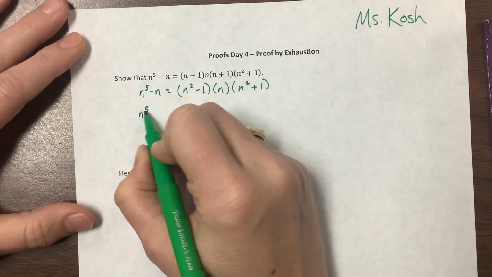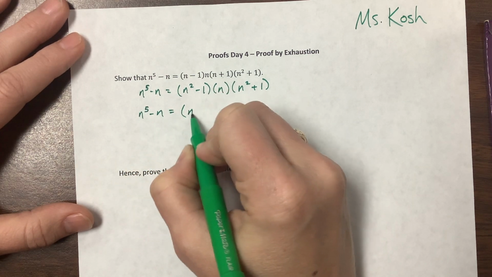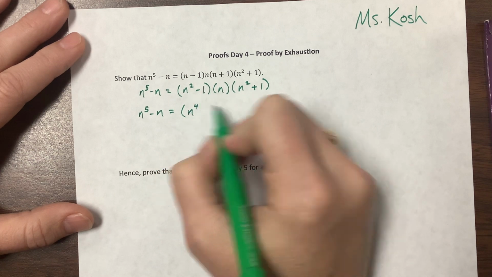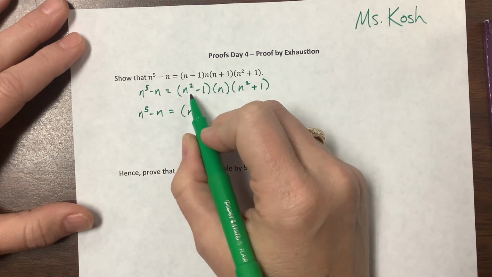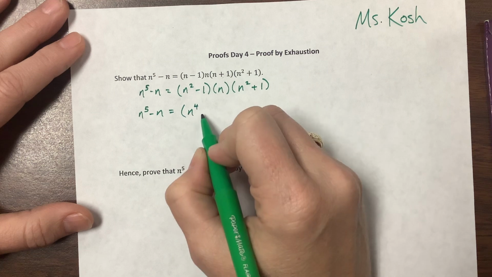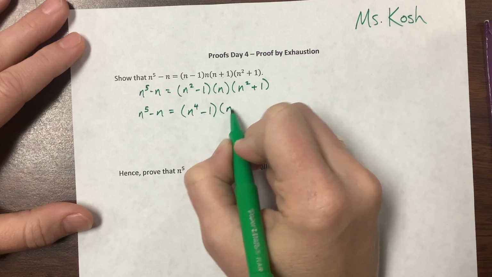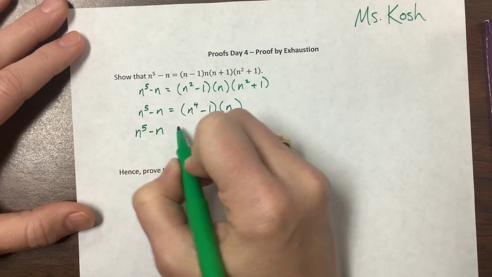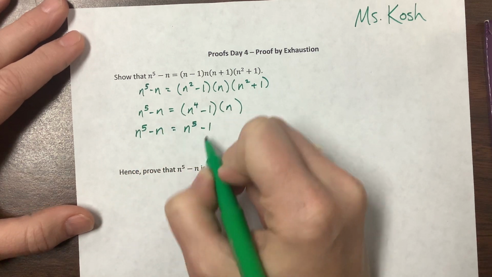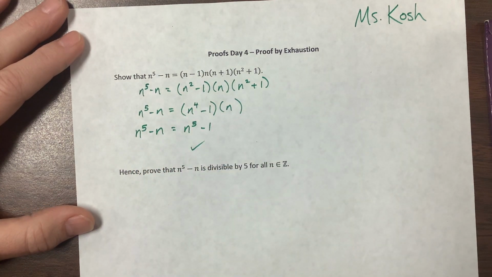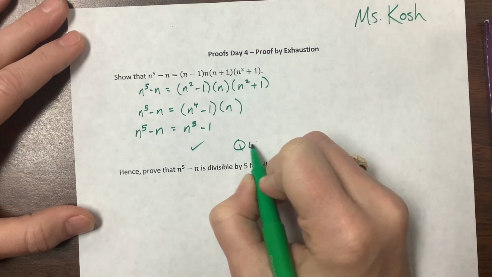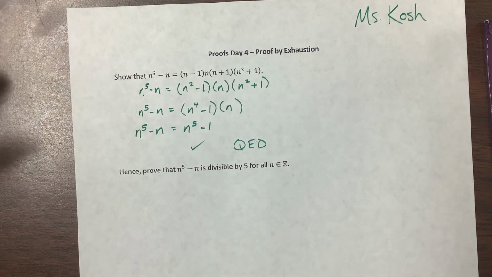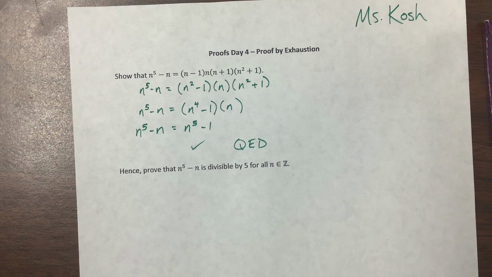Okay, so n to the fifth minus n is equal to, this squared becomes n to the fourth. We'd lose our middle term when we do a minus b times a plus b. So that times n. Okay, and now I have n to the fifth minus n is equal to n to the fifth minus n. And thus we finished. I like a little check mark, or you could say QED because it makes us feel cool. Go Google the Latin. I don't know it.